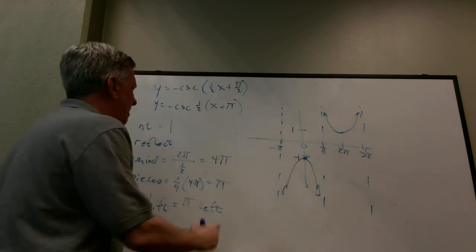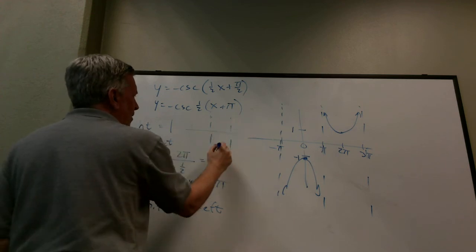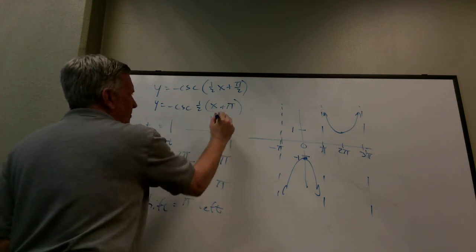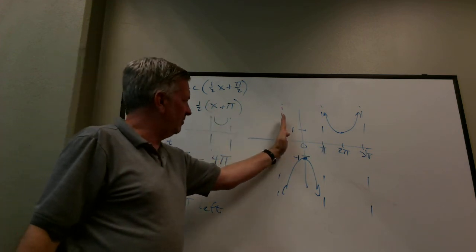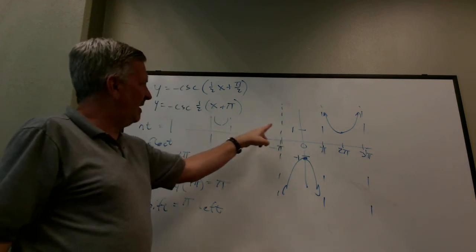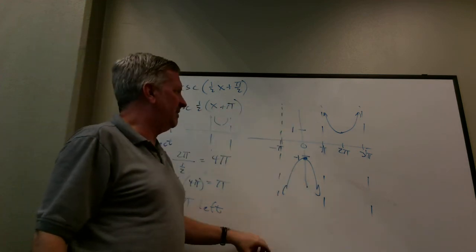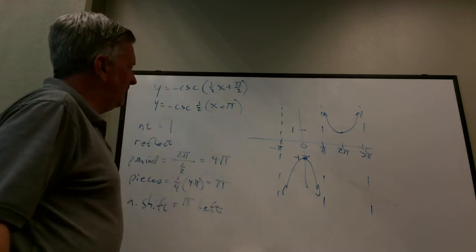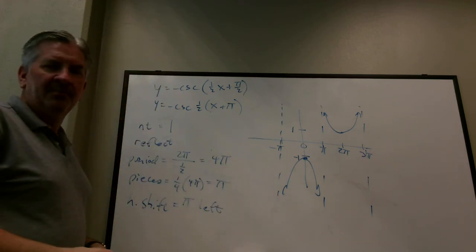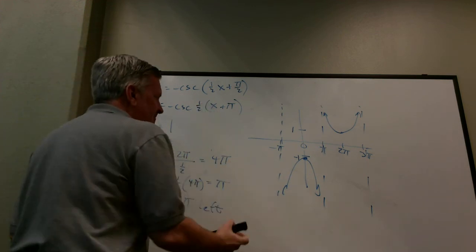Okay, let me do that one more time. Remember, the original cosecant graph has a vertical asymptote on the y-axis, and the up cup was right there. That got moved to the left, so this vertical asymptote got moved to here. The up cup gets moved to the left, so that would be an up cup here, except we reflect, so it comes down there, so it's a down cup. Okay, so there's our graph of minus cosecant of 1/2 x plus pi. The procedure is exactly the same, you just have to remember what your basic graph looks like.